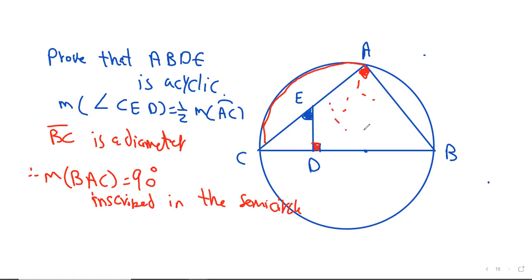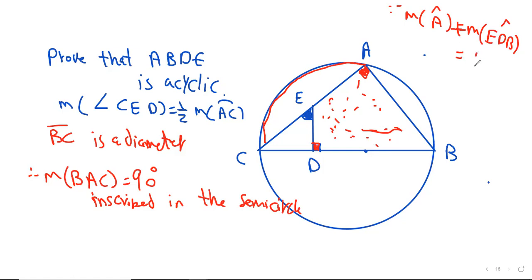And this shape here is a cyclic because we have two opposite angles that add up to 180. So since measure of angle A plus measure of angle EDB, both of them equal 180, then ABDE is a cyclic. Why? Because these two angles add up to 180 and they are two opposite angles.